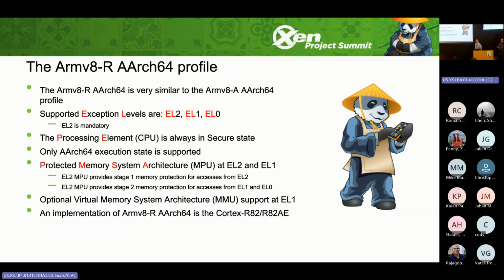Another big feature of the architecture is the PMSA, Protected Memory System Architecture, which is basically the MPU. The MPU is present at EL2 and EL1. The EL2 MPU provides both stage 1 memory protection for accesses from EL2 and stage 2 memory protection for accesses coming from EL1 and EL0. Another big feature is the introduction of an optional MMU at EL1. So for the first time, we will be able to run a rich operating system based on an MMU on top of a Cortex-R.